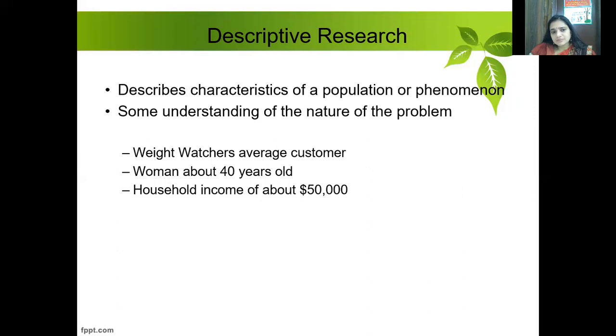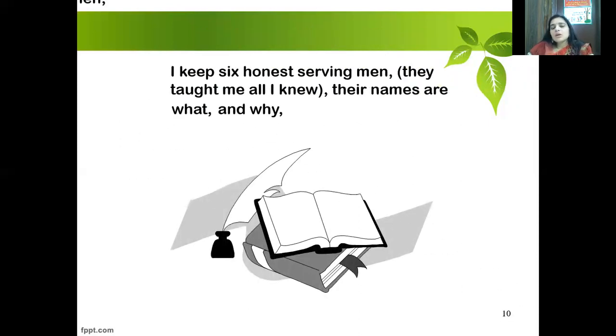These are some parameters, the way descriptive research would be giving you the answer. For example, you are talking about Weight Watchers average customers. So these are the customers, women about 40 years of age, with household income of about $50,000. They'll be buying the watch you are talking about.